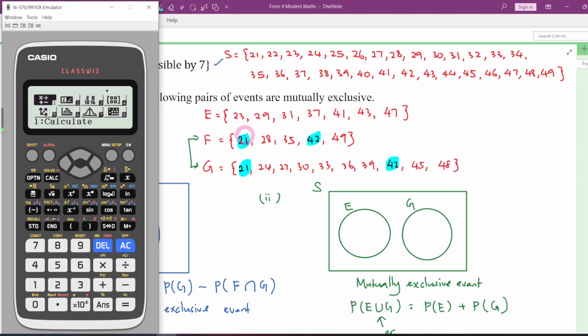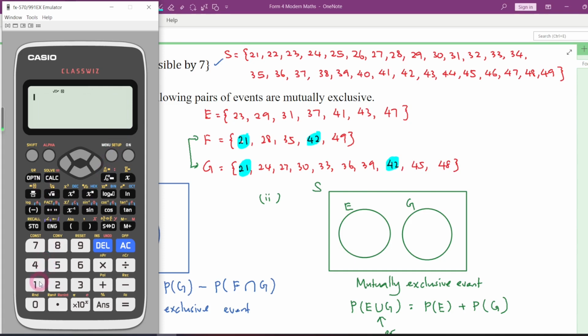Let me take the number that is not a prime number to show you first. Let's say 21. 21 is not a prime number, right? So you just key in 21. Press equal, then I'm going to use the prime factorization function of this calculator to help me to determine whether the number is a prime number or not a prime number.